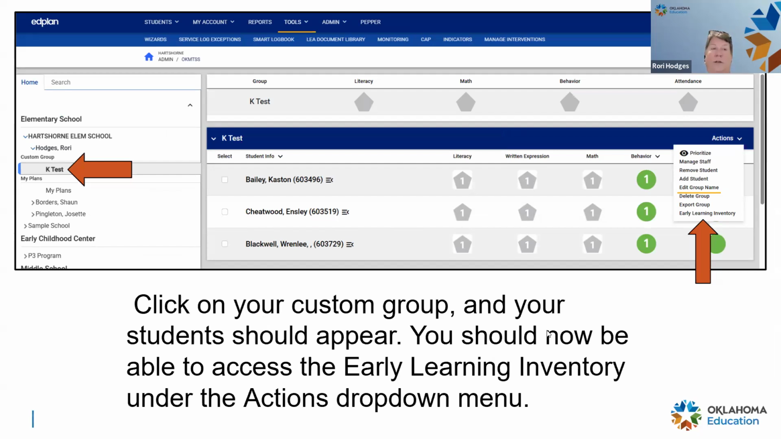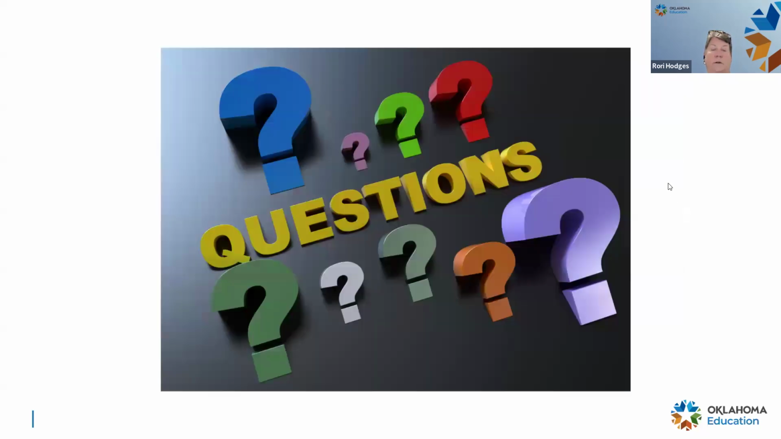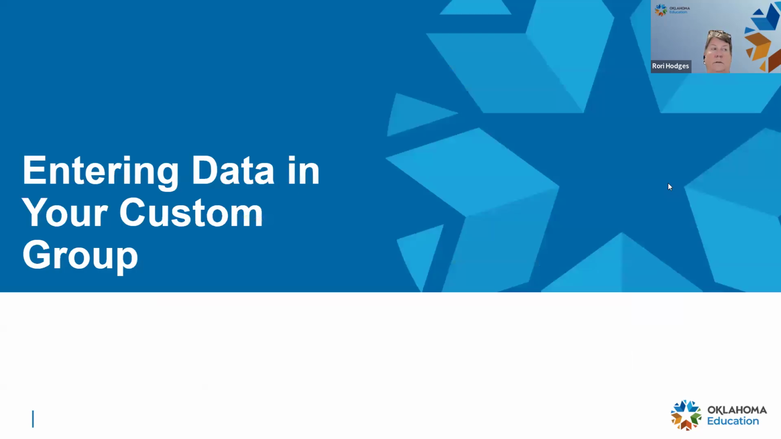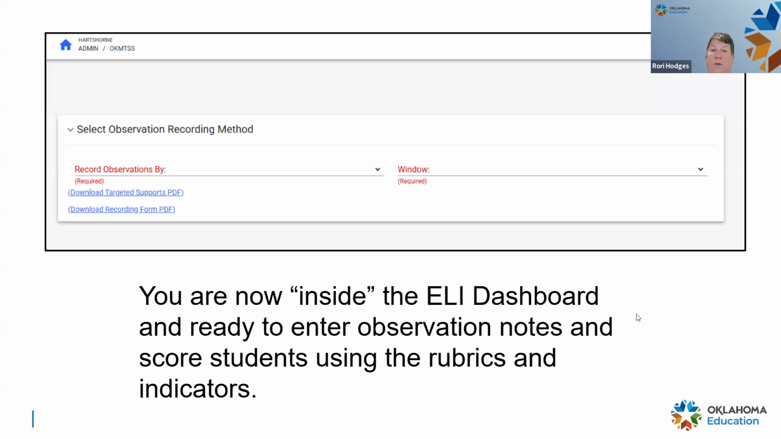Now we're actually going to go into the early learning inventory. So go to the right, click the actions drop down again, click early learning inventory. It should pop up the leave site warning. That is fine. Click leave. We're going to go right past that. And this is what your screen should look like.